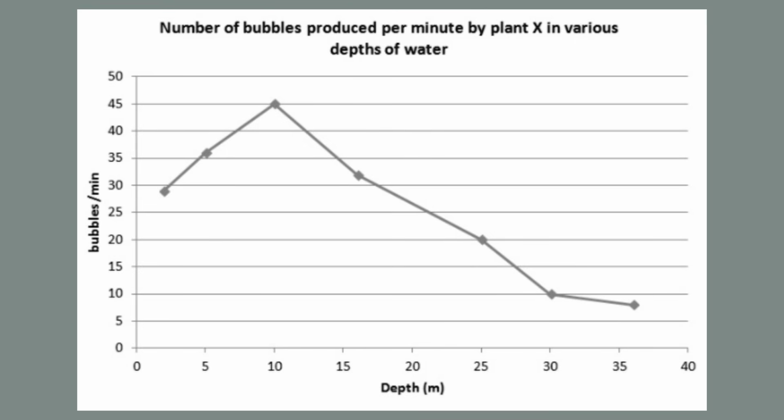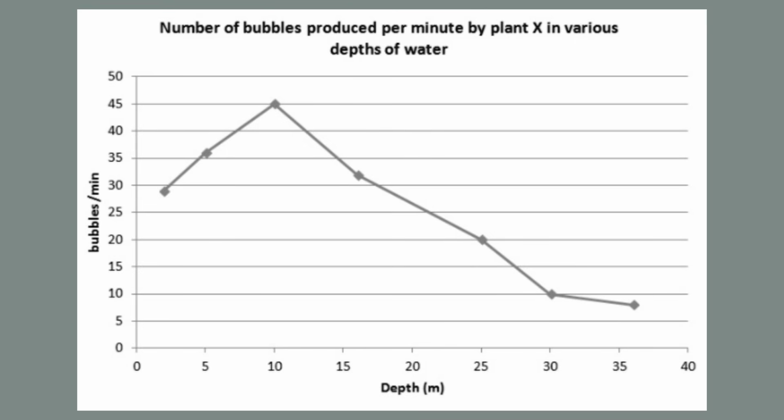So you can see as we start here between 0 and 5 meters of depth, 0 being right at the level of the water, we're going to take this plant down in the water between 0 and 5. And you can see it's producing somewhere between 25 and 30 bubbles per minute. As we start to go down in depth to 5 meters and to 10 meters, the amount of bubbles increases.